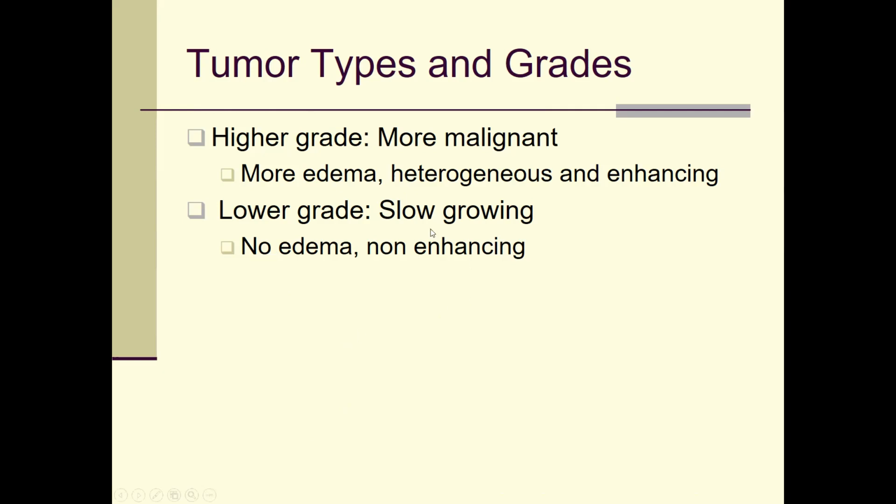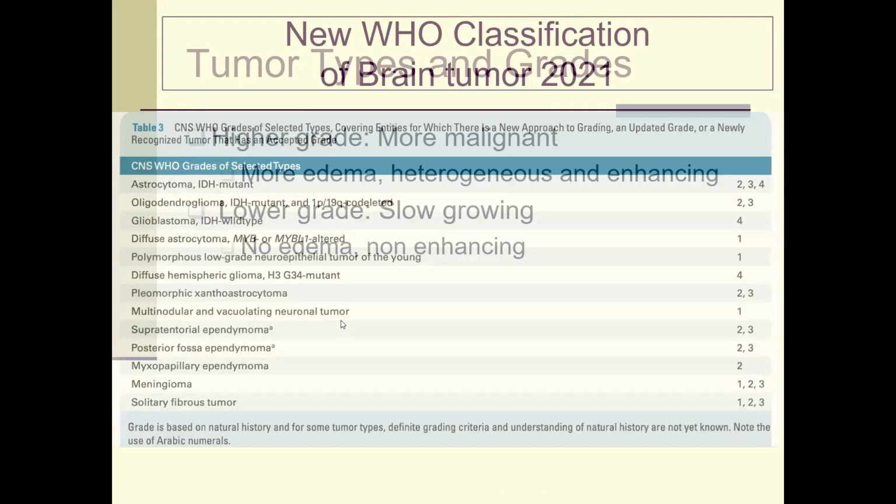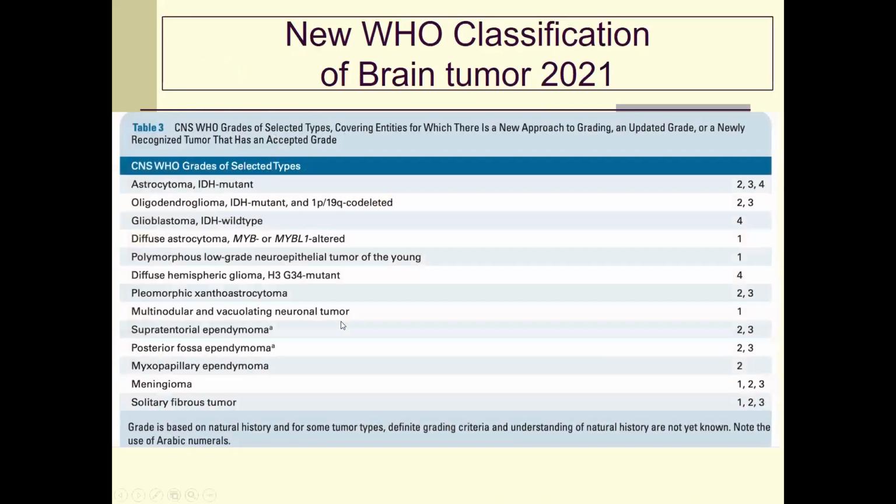And of course, you can have a lower grade look, but could be malignant tumors. So there's a new WHO classification of the brain tumor in 2021. One of the major things happening in recent years in the tumor classification compared to the past is they are getting more genetic information into the classification.